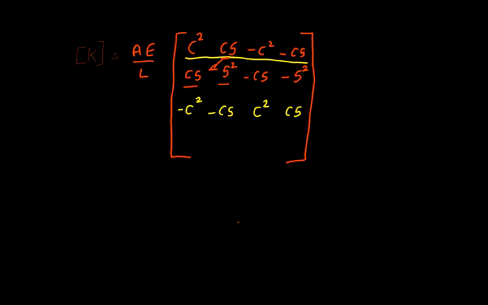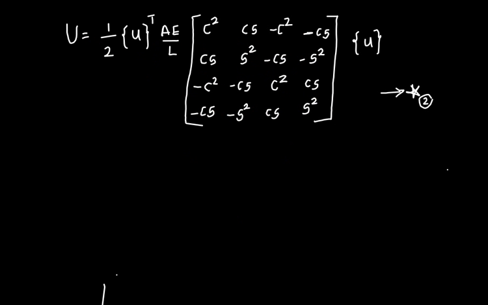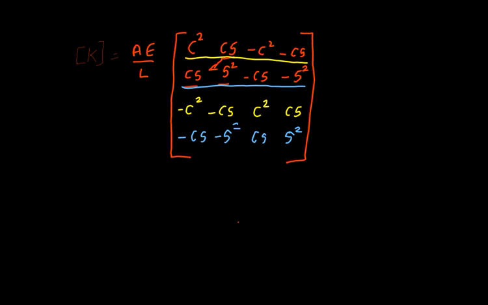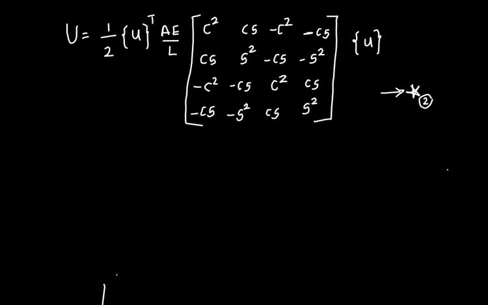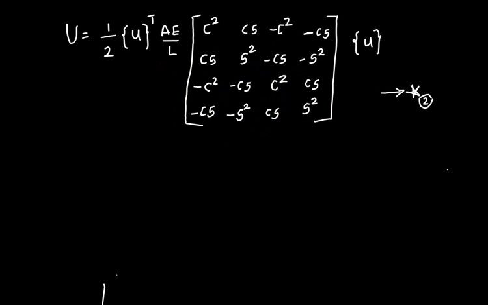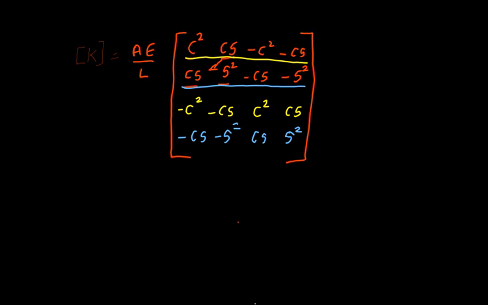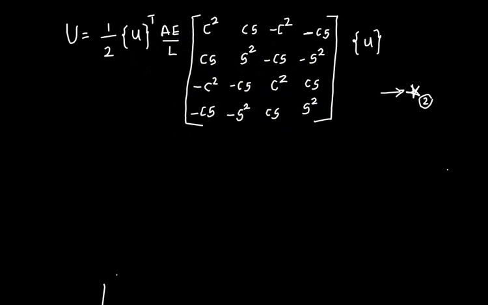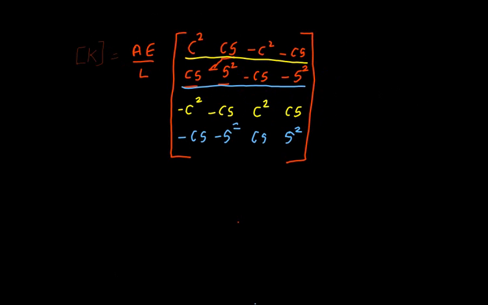Then multiply the second row completely by minus sign and write it in the fourth row. It's minus CS, minus S square, CS, S square. So you can check the stiffness matrix for whether it is actually correct. You can see C squared, CS, minus C squared, minus CS; CS, S squared, minus CS, minus S squared; minus C squared, minus CS, C squared, CS; minus CS, minus S squared, CS, S squared. That's it. So this is the formula for the stiffness matrix.